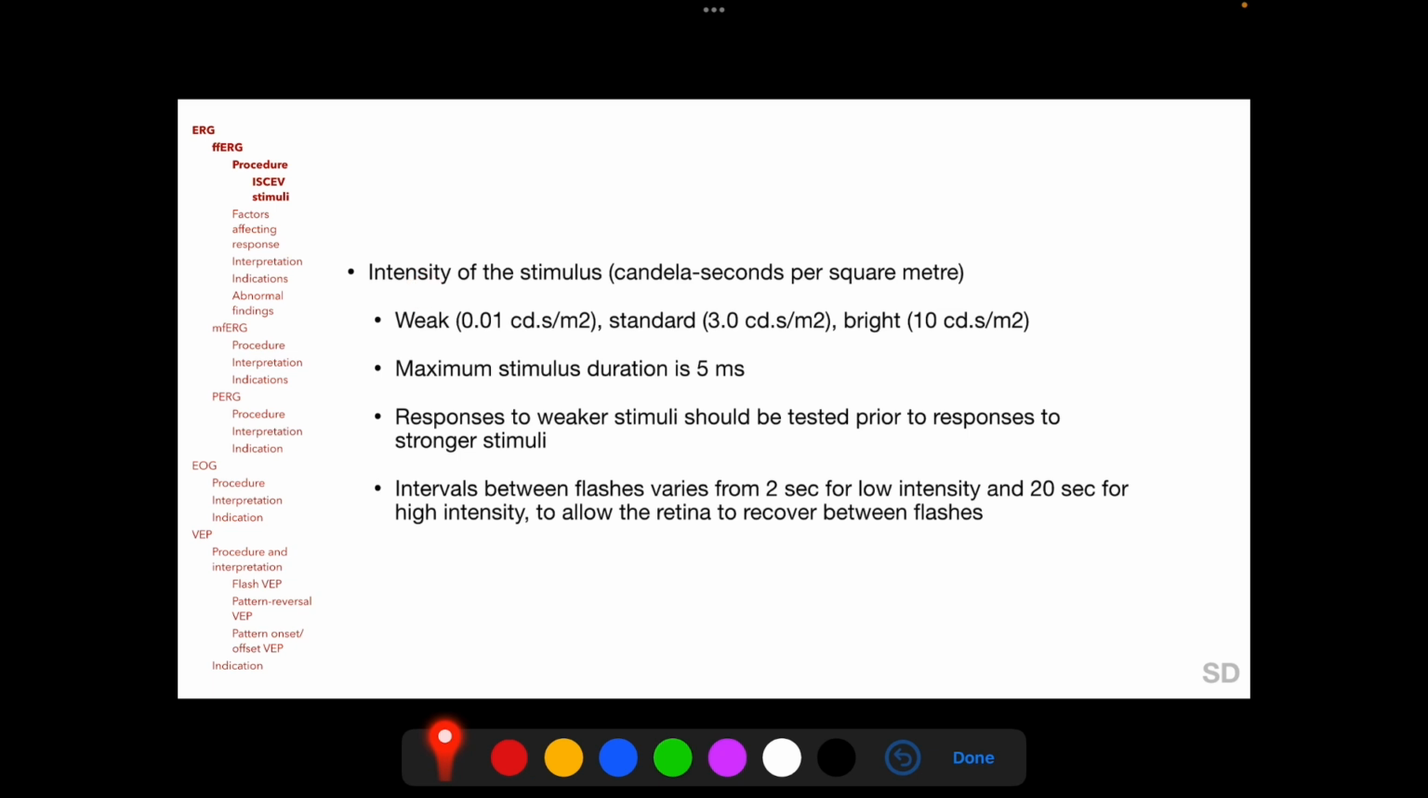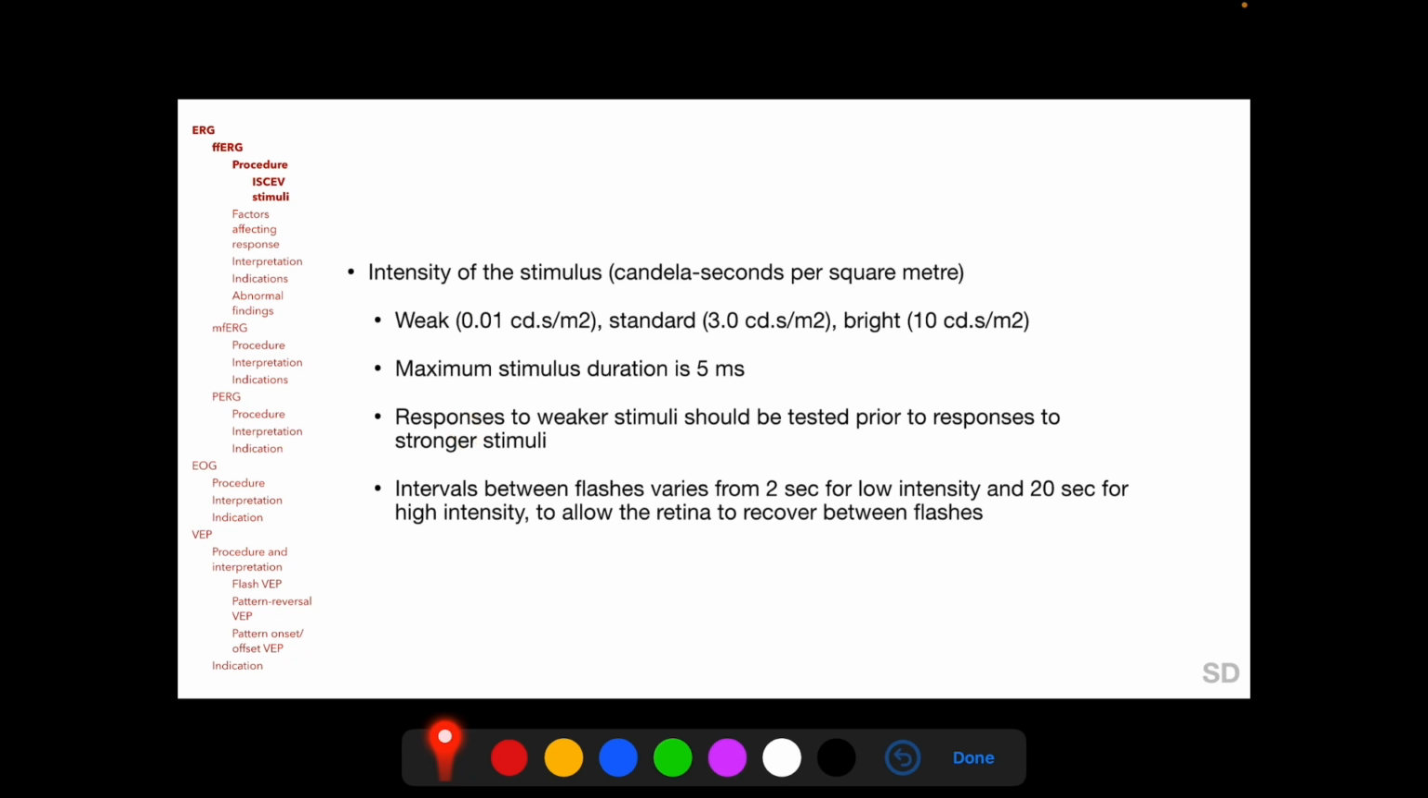Intensity of the flash stimulus is measured in candela seconds per square meter, and the 3 standard ICEV intensities of full field flash stimulus are a weak intensity of 0.01, a standard intensity of 3.0 and a bright intensity of 10.0 candela seconds per meter square. The maximum duration of a flash stimulus permitted in full field electroretinography is 5 milliseconds.